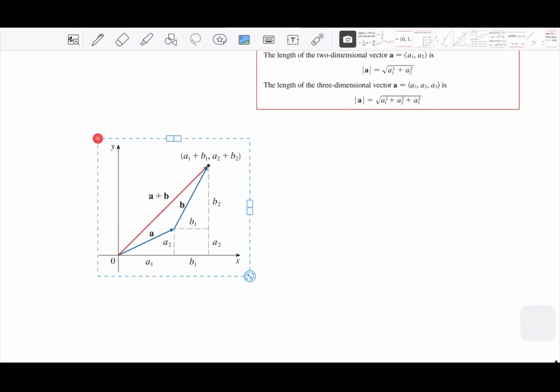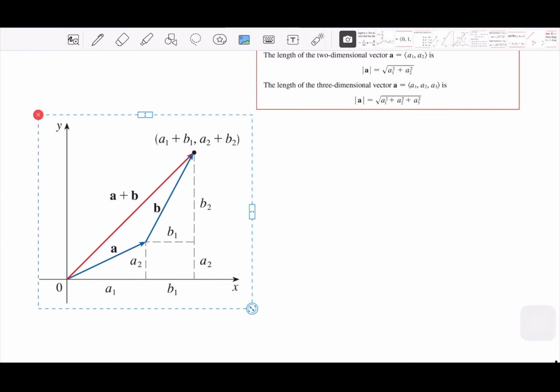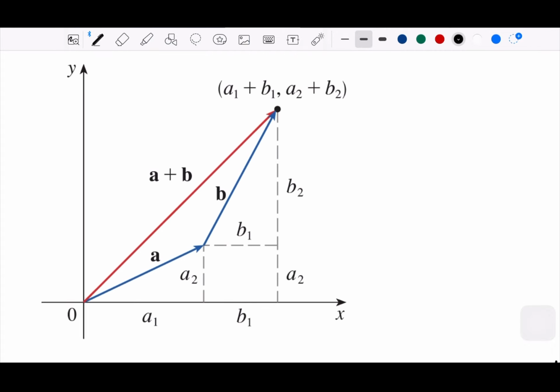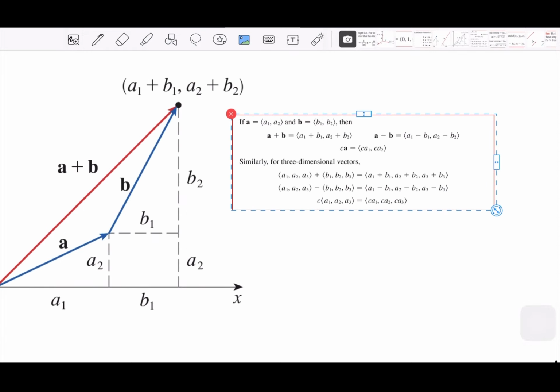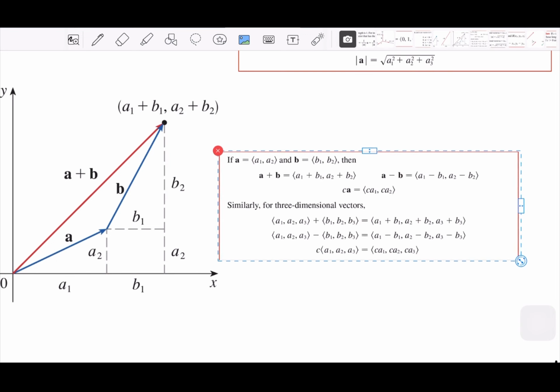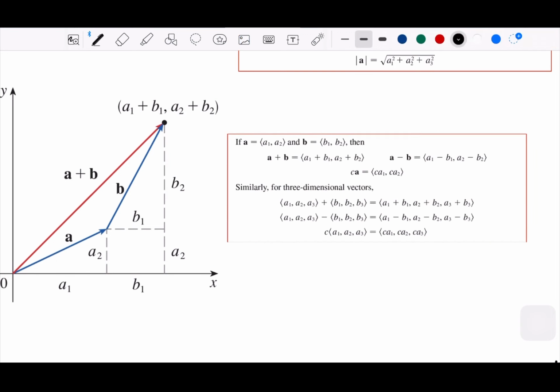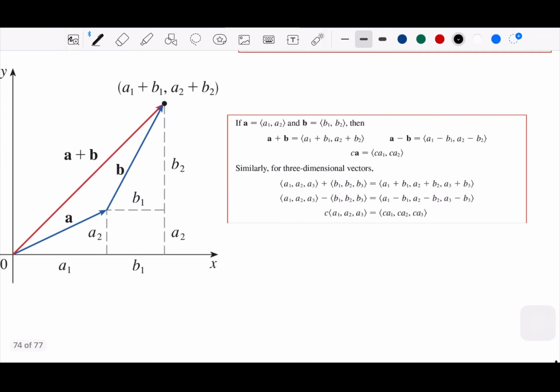So if these are our 2-dimensional vectors, we have a plus b, and basically we are saying that we are going to add each axis. So a plus b means a1 plus b1 and then a2 plus b2. And if we look at a more general view, we can have this for 2-dimension and 3-dimension. So we need to add each one of the coordinates. It means the axis. Okay, you can pause the video if you want to take notes.